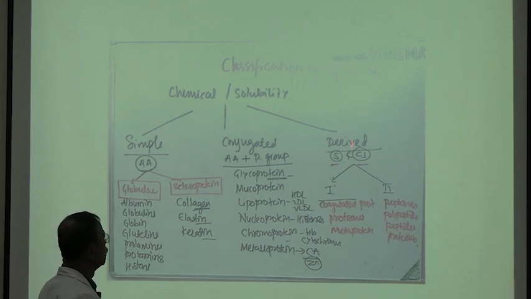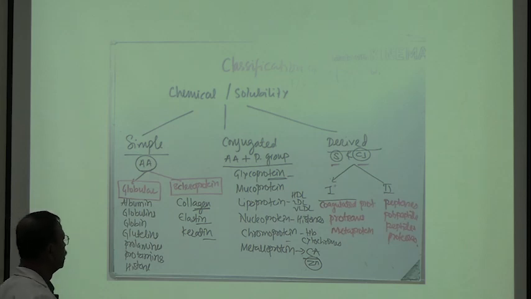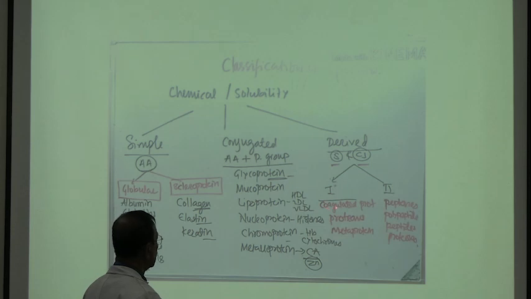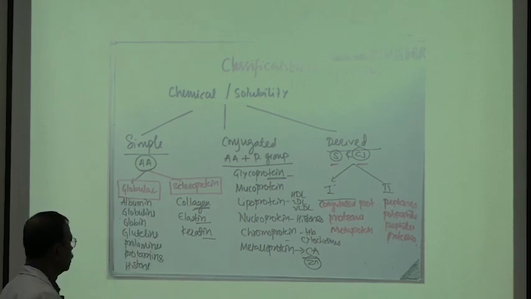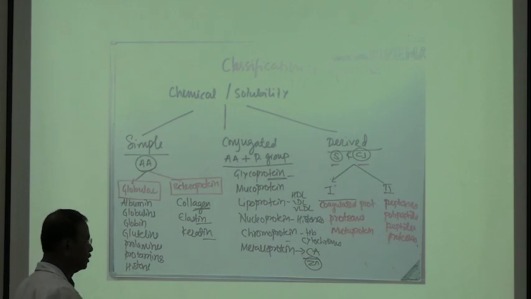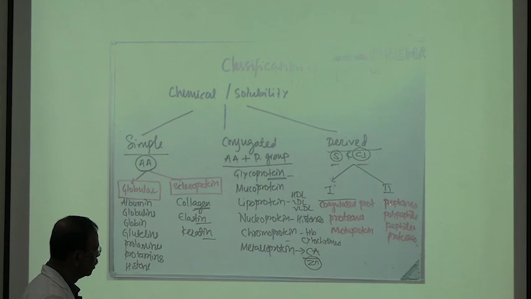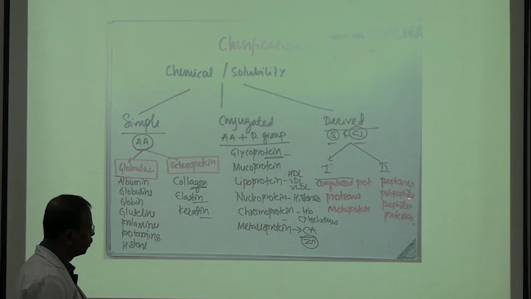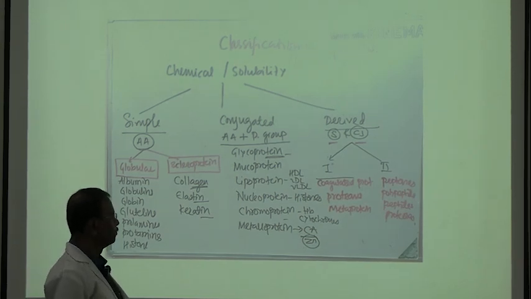Now, in derived protein, there are two groups: coagulated proteins and metaproteins. When partially digested, the second group is produced. They are peptones, polypeptides, peptides, and proteases.